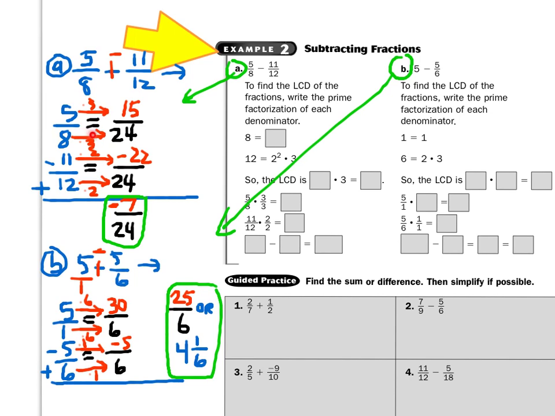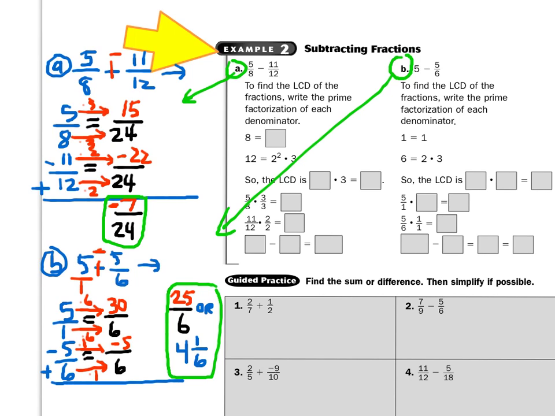Start at the 8. 8 goes into 24 3 times. Bring that upstairs. 5 times 3 gives me 15, and I put that on top. Start at the 12. 12 goes into 24 2 times. Bring that upstairs. -11 times 2 gives me -22, and I put that on top. And now I just add the numerators. Positive 15 plus -22 is -7. The negatives win by 7. So I have -7 over 24. I cannot reduce, so I box my answer.